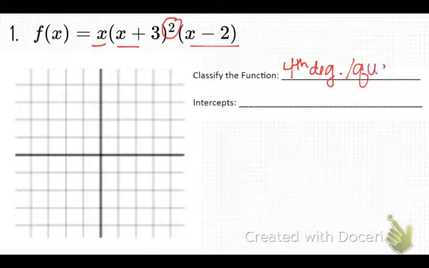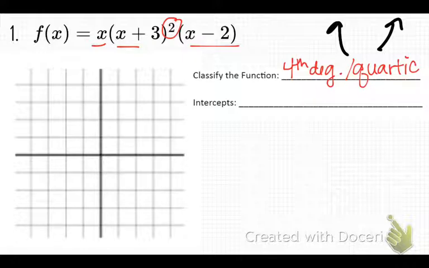So we have fourth degree, and what was the other name we gave that? Quartic, and our end behavior looked like what? Was it together or opposite? Quartic is yes, together.